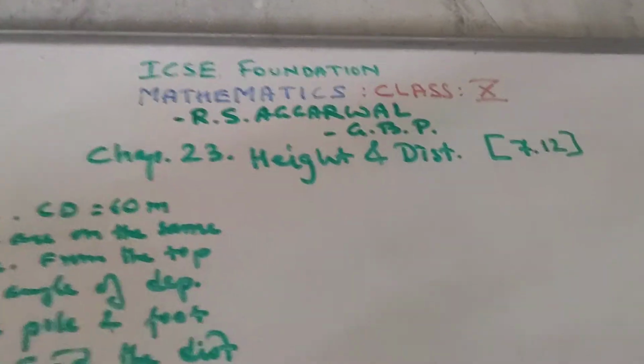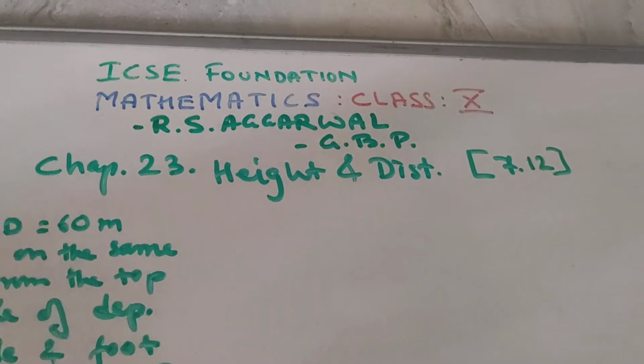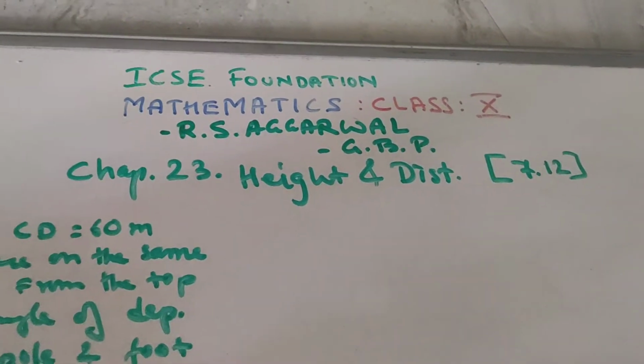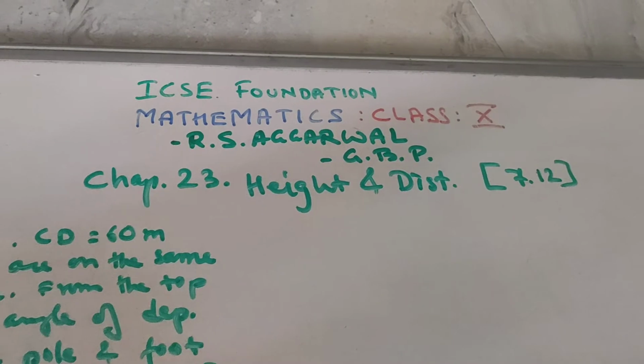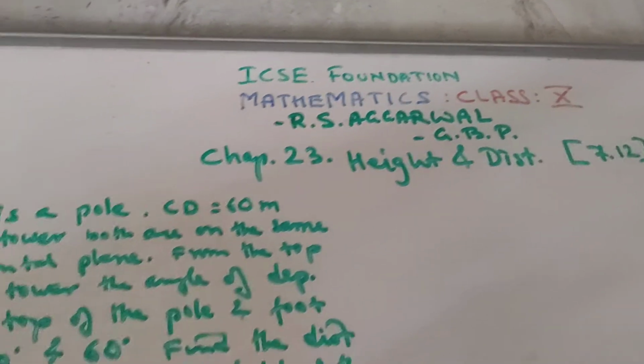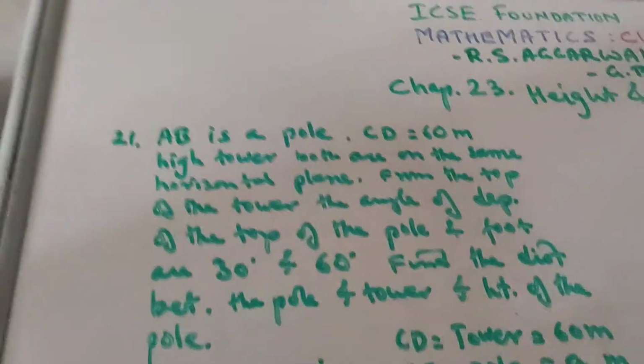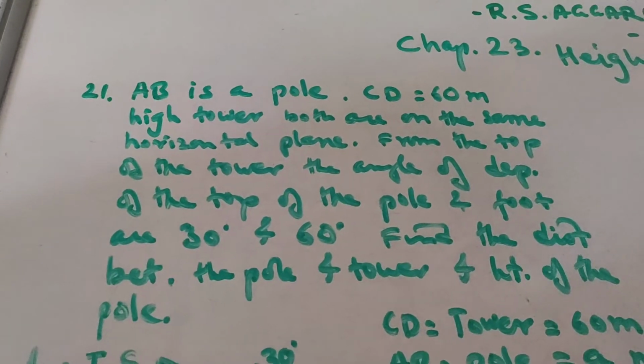Hello viewers, welcome to another episode of Height and Distance, episode 7.12. We are with the ICSE Foundation Mathematics Class 10 textbook by R.S. Agarwal, Goel Brothers Publications. We are with chapter number 23, sum number 21. So let us work it out with sum number 21.